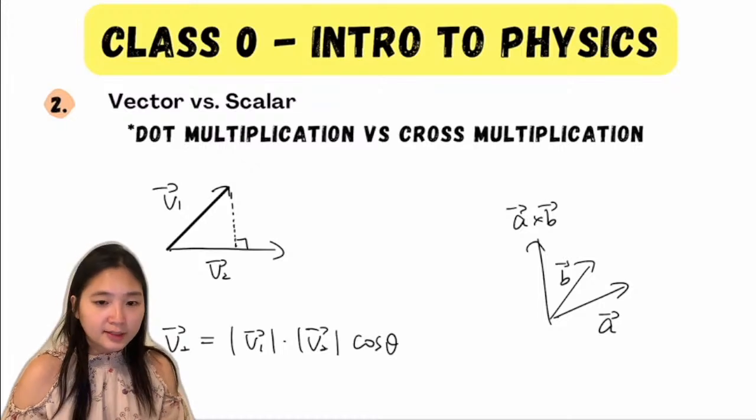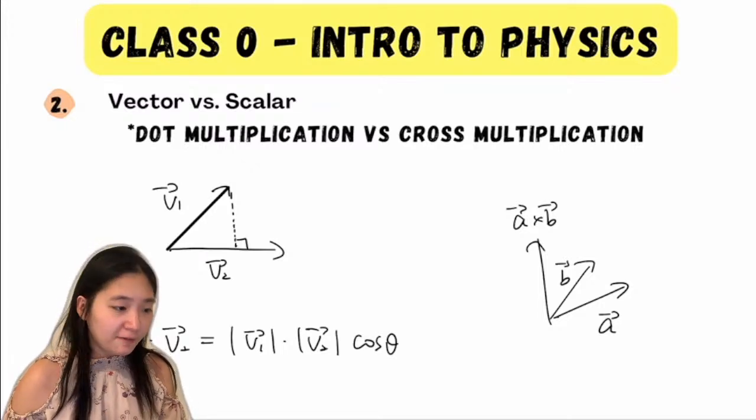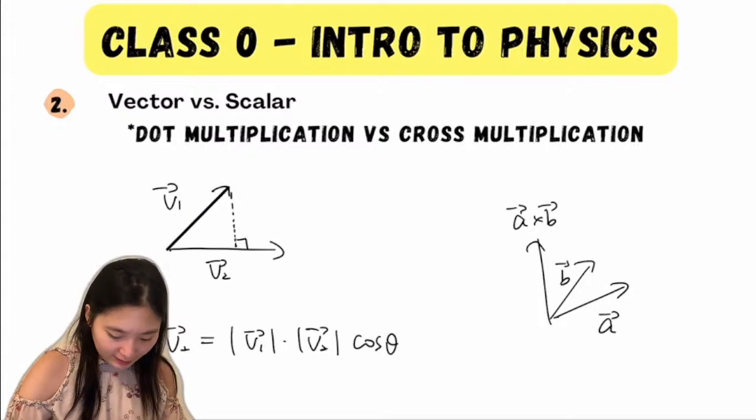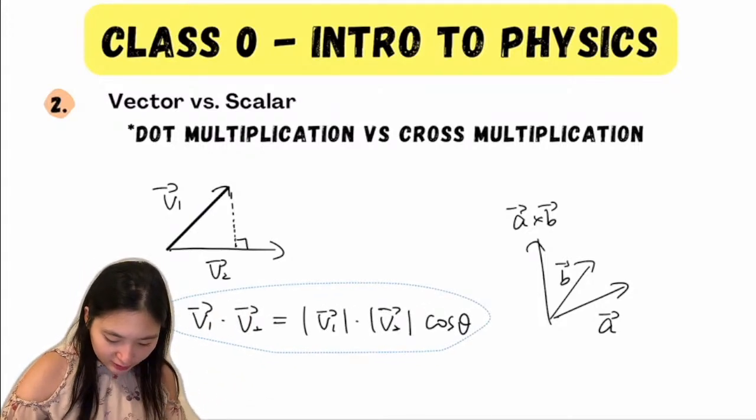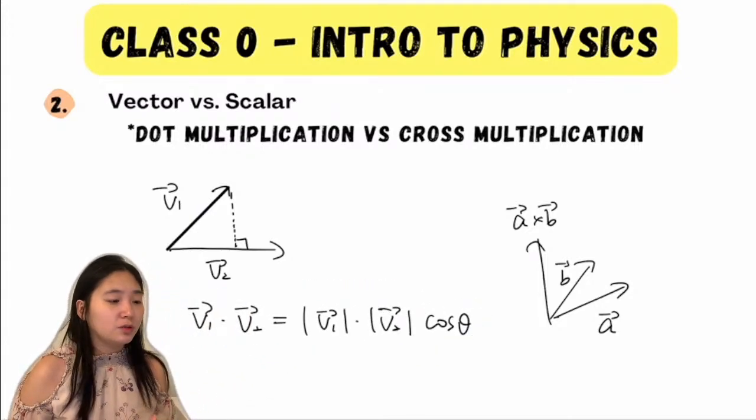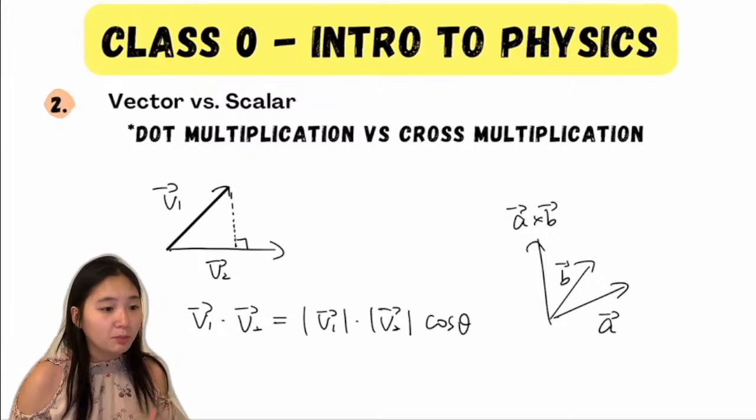Again, this part is not something you have to know to succeed in AP Physics 1, but it's going to be better if you have an idea of what dot multiplication means. So a lot of things make more sense.